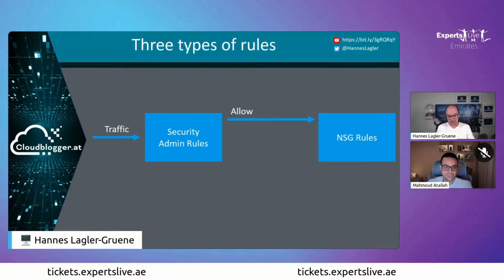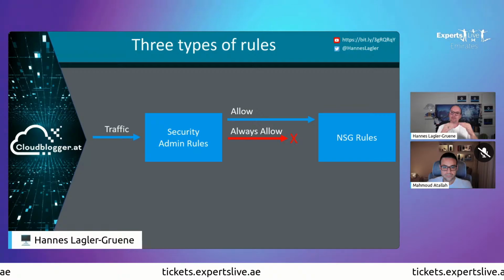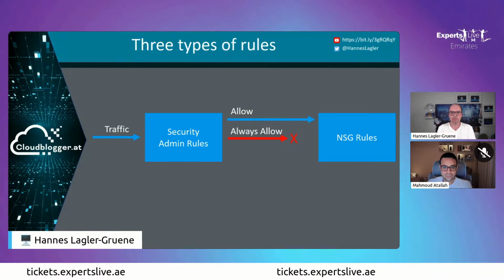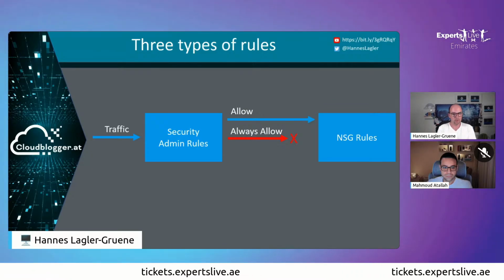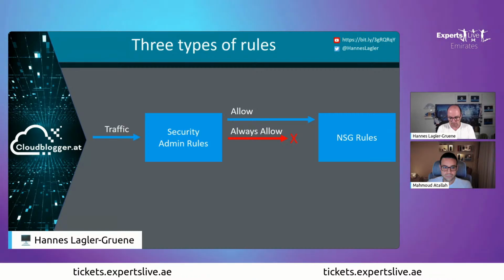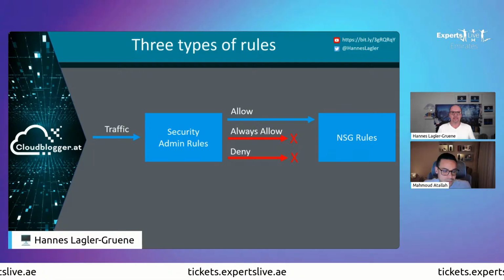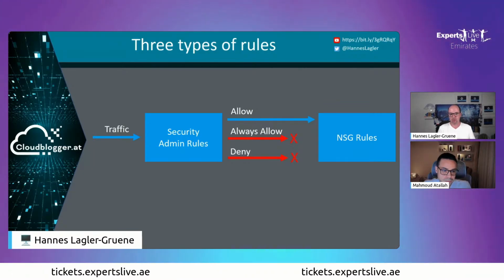The second thing we have is always allow. So in this case, the security admin rule says, okay, it's allowed to go to the network interface over port 80. Then it doesn't ask the network security rule anymore. And the third thing you have is deny. So we can define here, for example, global configurations inside security admin rules.